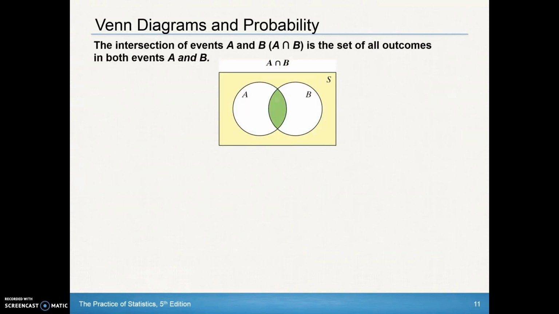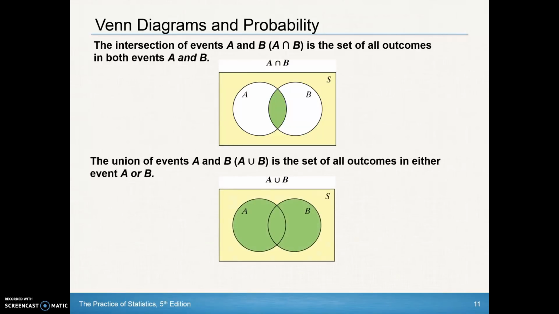Some more pieces here, using a little bit different symbology. The intersection of events A and B is written like this, with this little bridge right here. That means A intersect B, and that's this part here that's shaded.